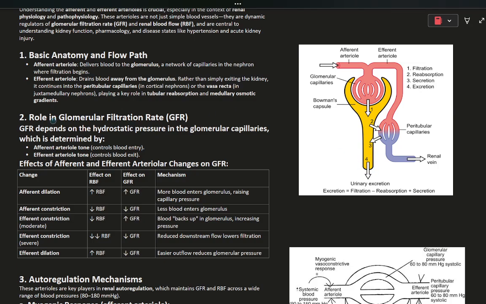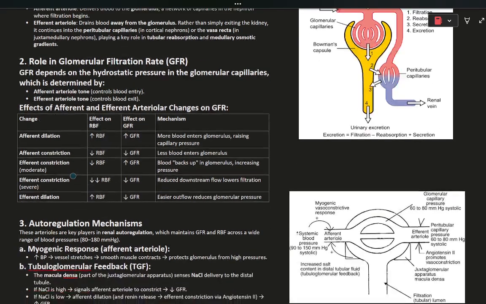Okay, let's talk about the role of these arterioles in the glomerular filtration rate. So, glomerular filtration rate, or GFR, depends on the hydrostatic pressure in the glomerular capillaries, which will be determined by your afferent arteriolar tone and your efferent arteriolar tone. Afferent arteriolar tone controls blood entry, while efferent arteriolar tone controls blood exit. The way I remember what the efferent arteriole does is think about how it begins with the letter E, and the word exit also begins with the letter E. So, efferent, exit.